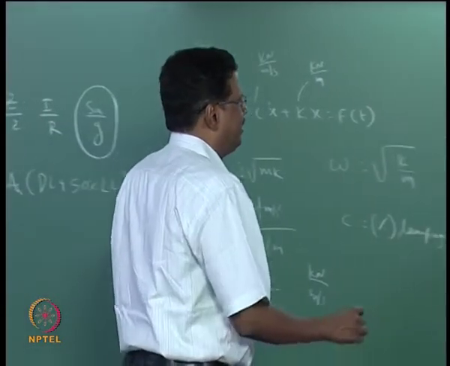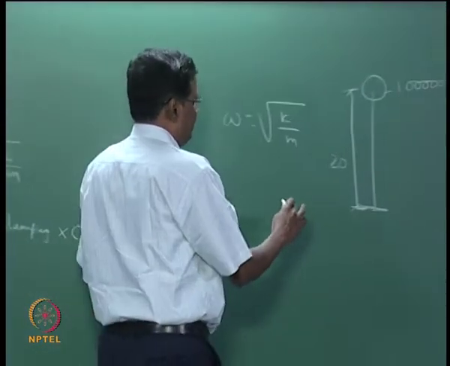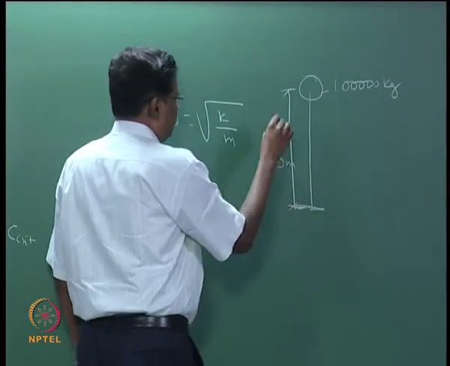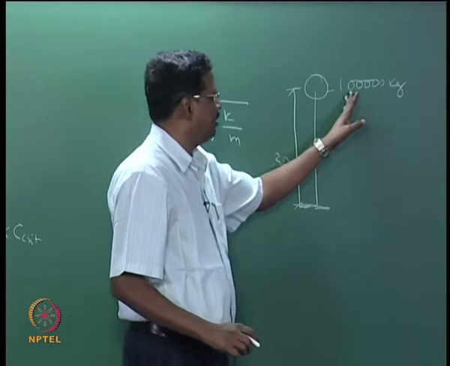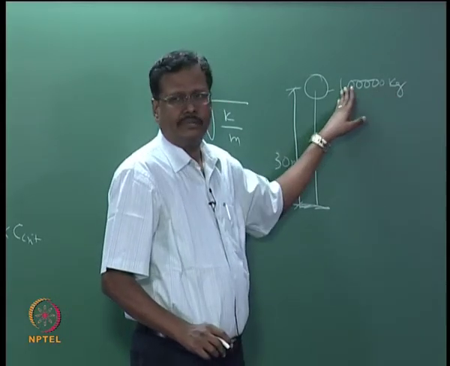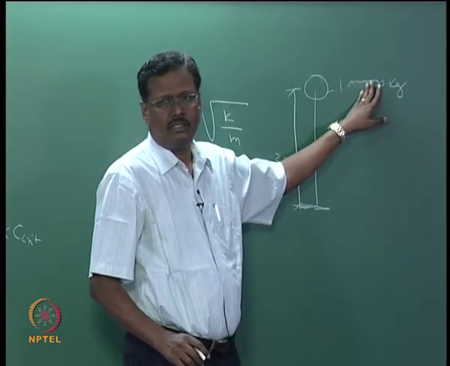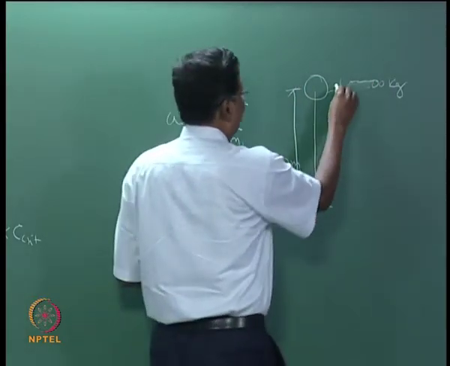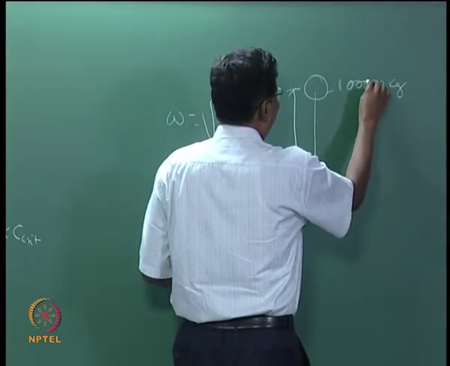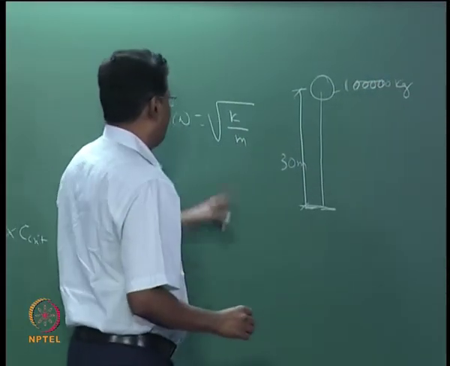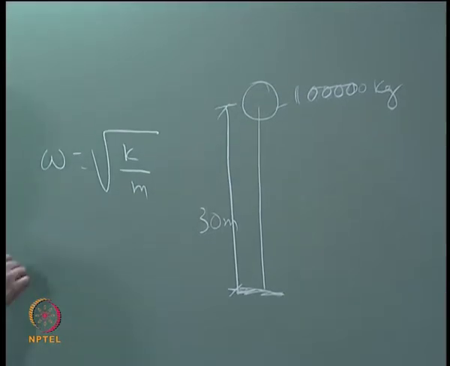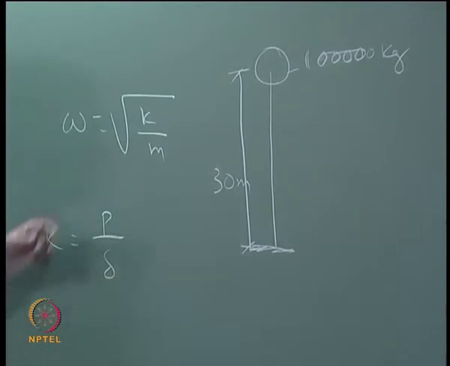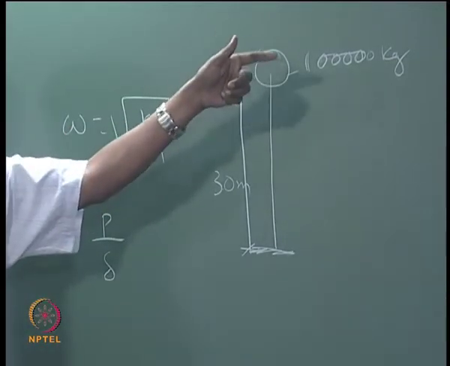Height will be 20 meters or more, take it as 30 meters. I am assuming it is 100,000 liter capacity and the mass is 100,000 kg. How to calculate the stiffness for this? K is equal to P by delta. Suppose you assume a point load here, find out the deflection.